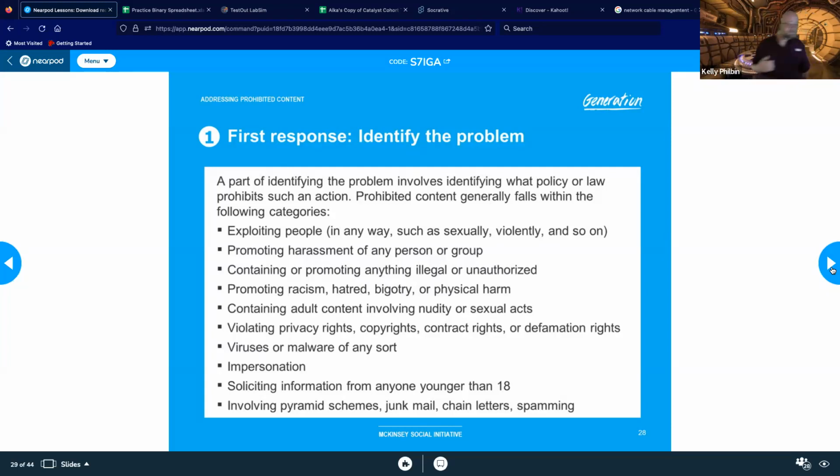So, prohibited content typically falls into a few categories. You have exploiting people, such as sexual exploitation, violence, and so on and so forth. Promoting harassment against any type of person or group. Containing or promoting anything illegal or unauthorized. Promoting racism, hatred, bigotry, or physical harm. Containing adult content involving nudity or sexual acts, not safe for work content.